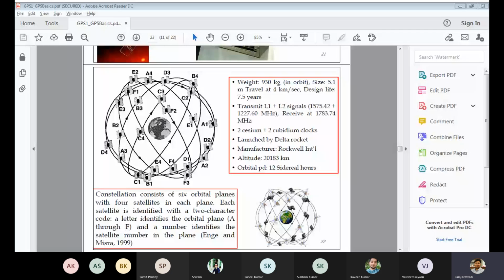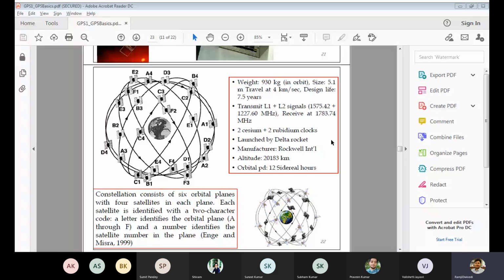So the satellites at present have the facility to transmit L1, L2, L5, and they have certain codes which will be explained later on. At present, you should know that the satellites are in the bird cage of six orbital planes, inclined with respect to the equator at 55 degrees.